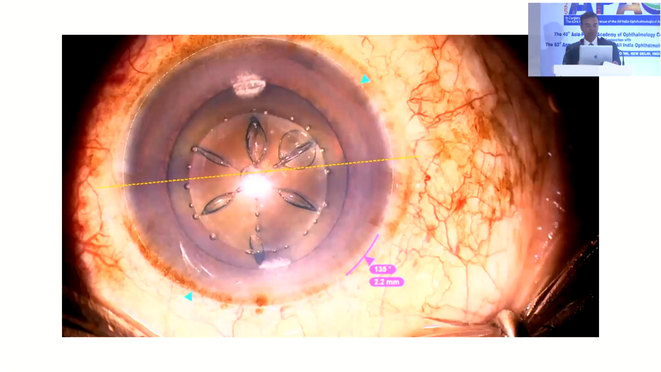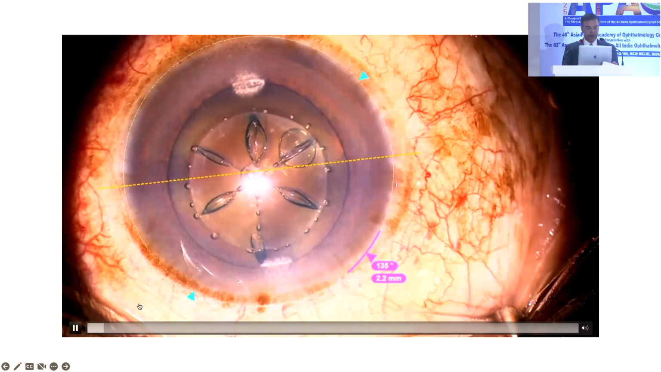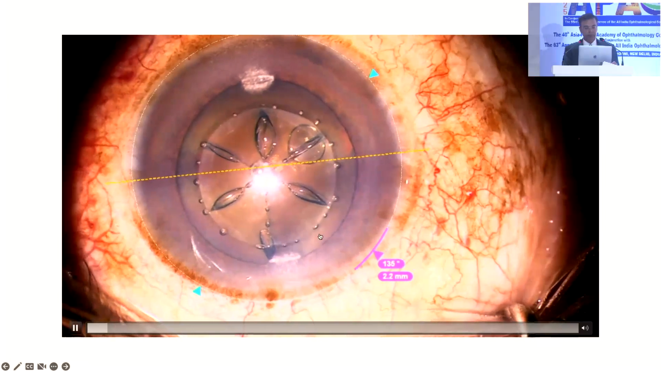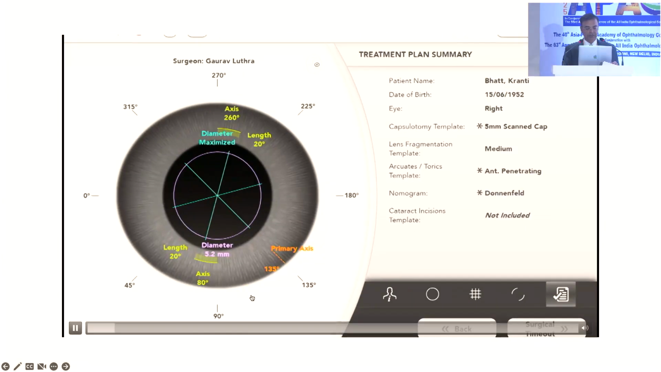So this is a hard brown cataract. The patient is quite senior, 75, 80 years old. And we've done a femto-assisted surgery here and some small LRIs as well. Now, as we proceed with the surgery, it looks like a routine cataract surgery. We've gone with the femto-assisted steps.